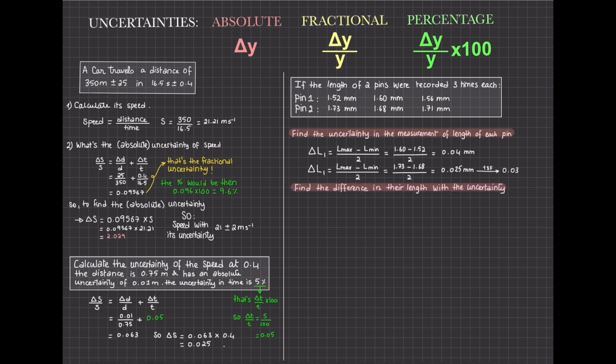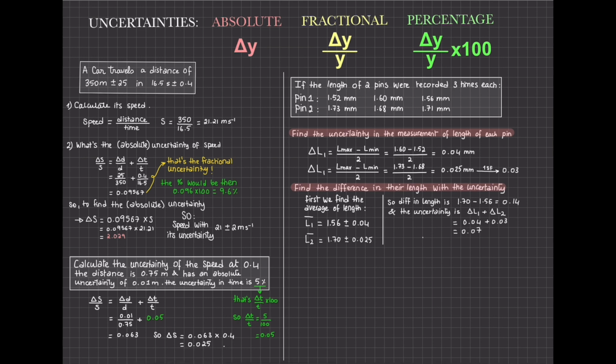Okay, now find the difference in their lengths with their uncertainty. So first you find the average of the length, the average of the second length, and you find the difference. Then you add the uncertainty, because uncertainty is always added, and you get the difference with the uncertainty.